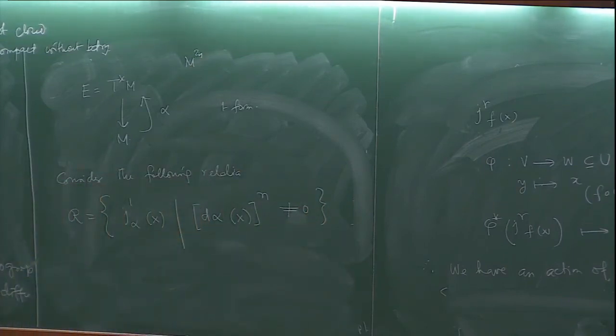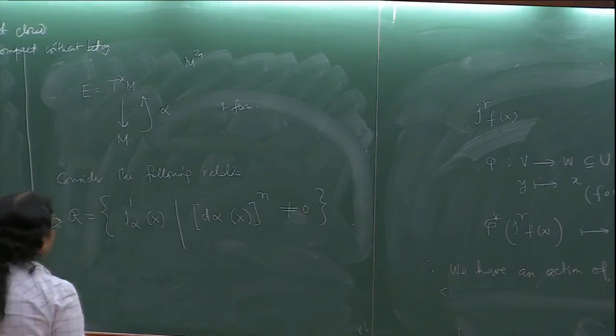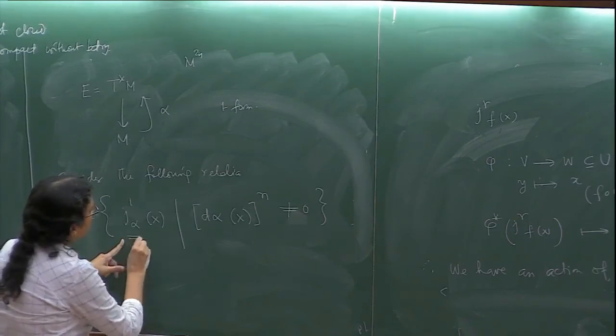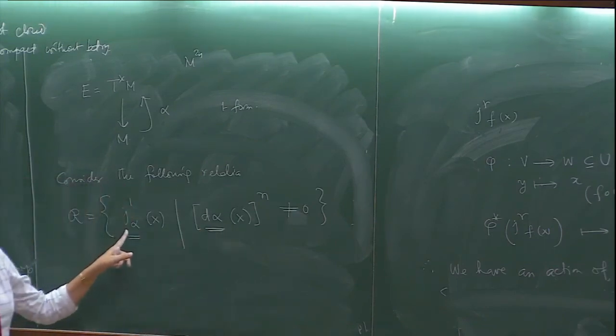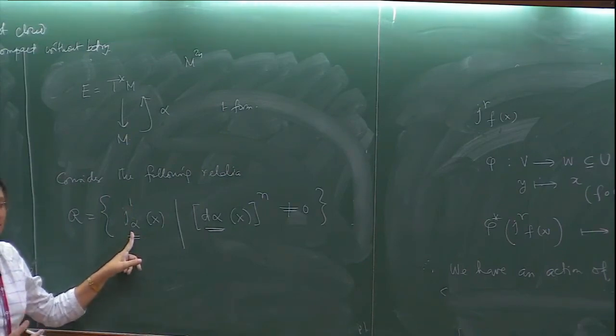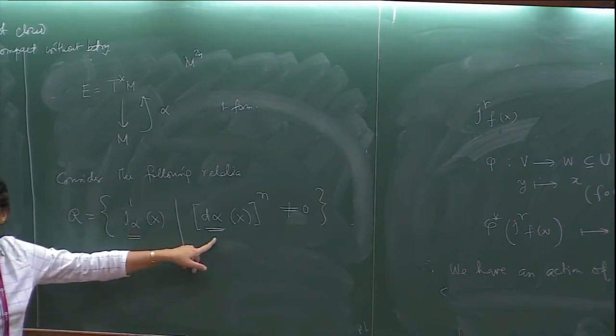That means d alpha is symplectic, or non-degenerate, at the point x, okay? But what is the relation between this and this? This is the derivative in the usual sense, and this is the exterior derivative. They don't match for forms, okay?